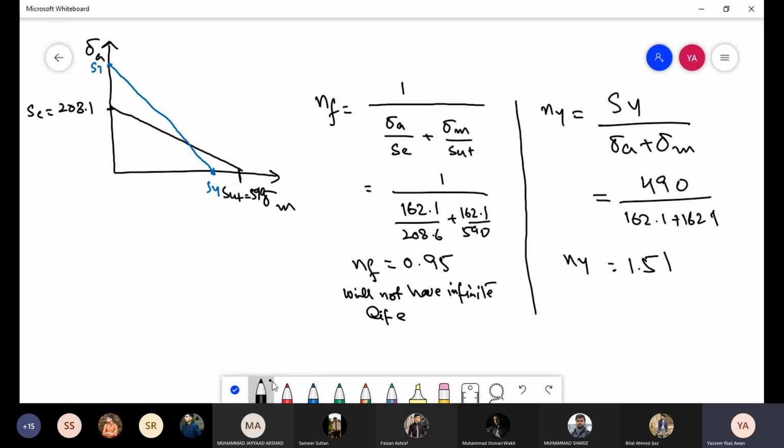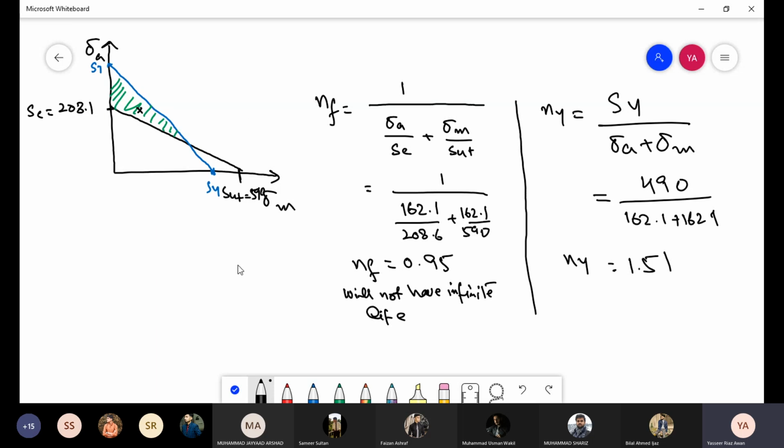so that means our combination of sigma A and sigma M, that is 162.1, 162.1, does not lie in this region, okay? Or also obviously not in this region because it doesn't have infinite life, but it also does not yield on the first cycle, okay? So it is safe from yielding, but it is not safe from infinite life, okay? So that means that it lies somewhere in this region, okay?